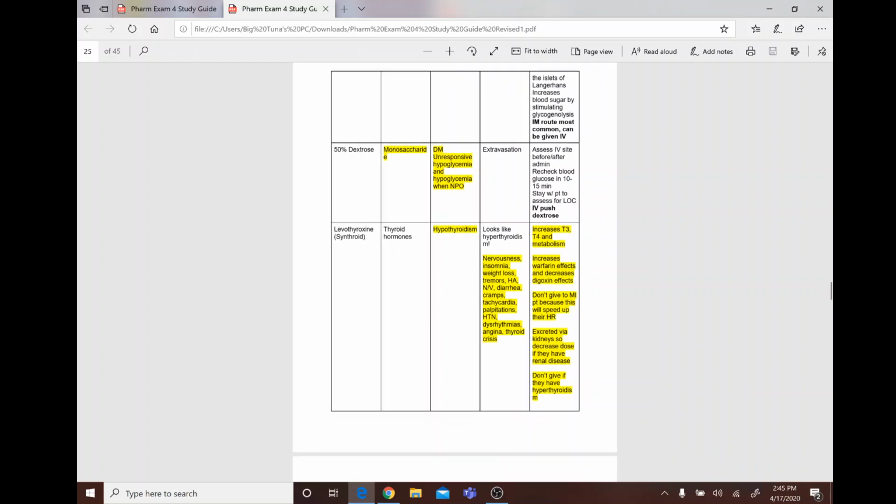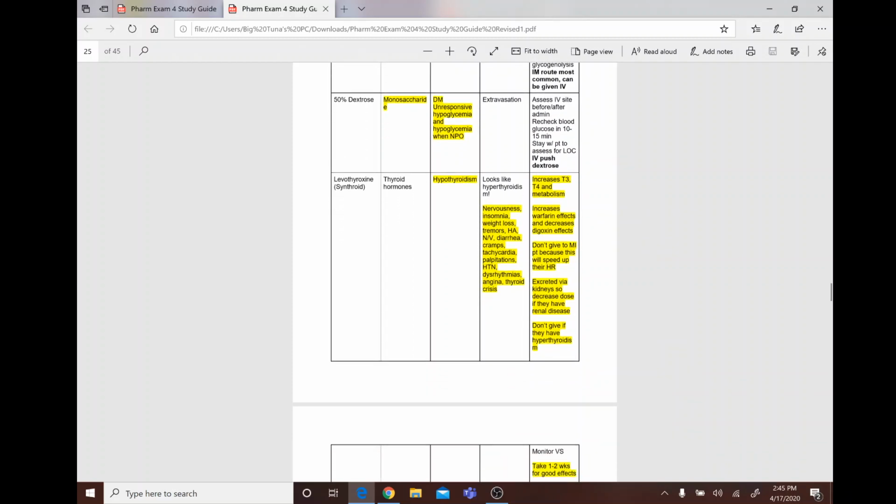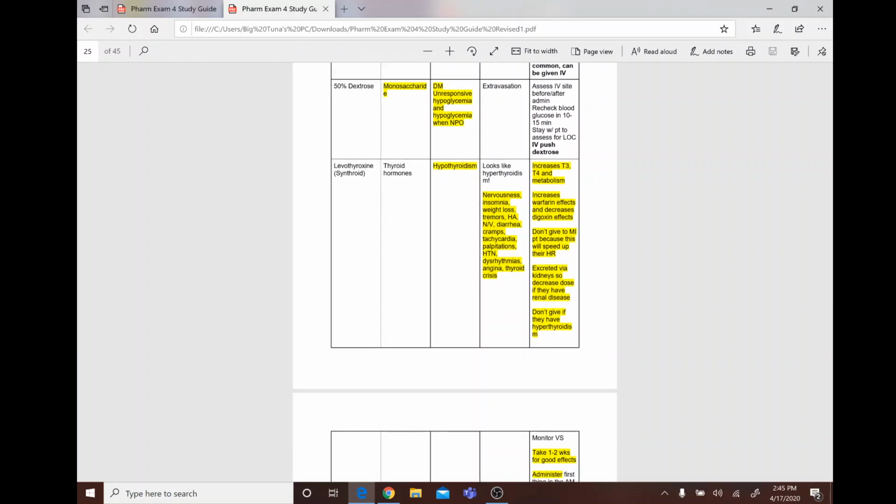What is levothyroxine or Synthroid used for? Hypothyroidism. What are the side effects of levothyroxine or Synthroid?